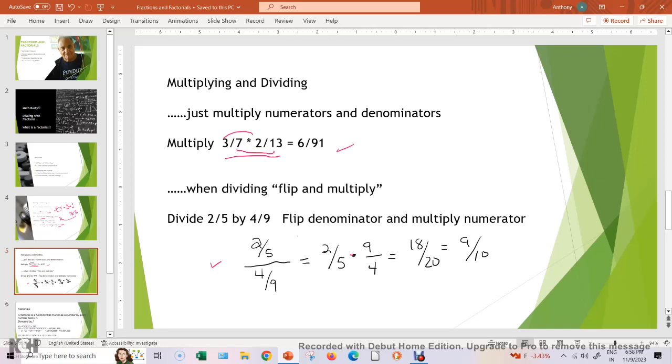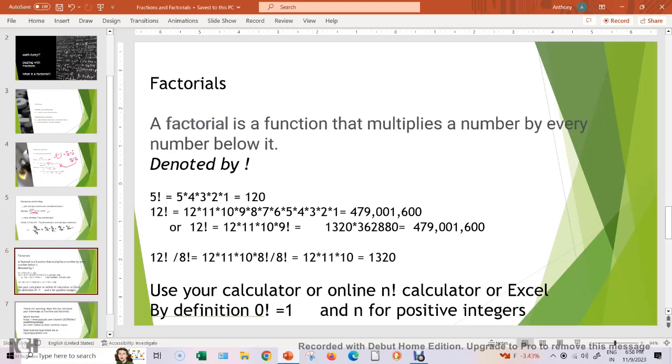And 2 times 9 is 18, 5 times 4 is 20. We're just in multiplication mode here. And that's 9 over 10. Could have done the same thing by factoring out this 2: 2 into 2 goes 1, 2 into 4 goes 2, then multiply 5 times 2 is 10, 1 times 9 is 9, 9 over 10. When you divide fractions, remember, you flip the second fraction and then multiply. May take a little practice, but it's hopefully going to help you.